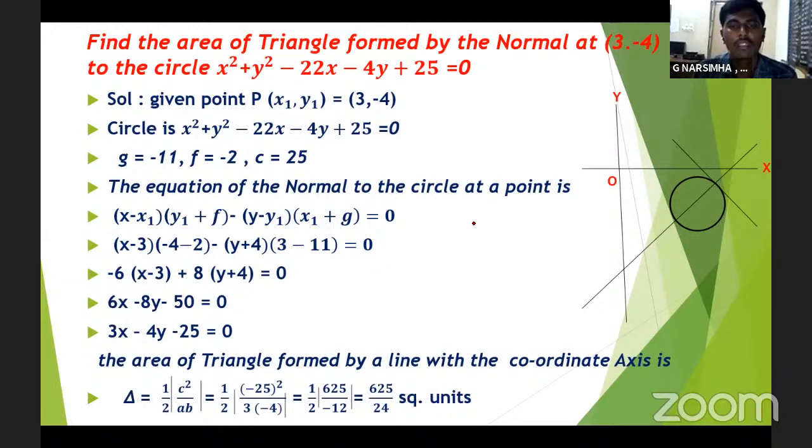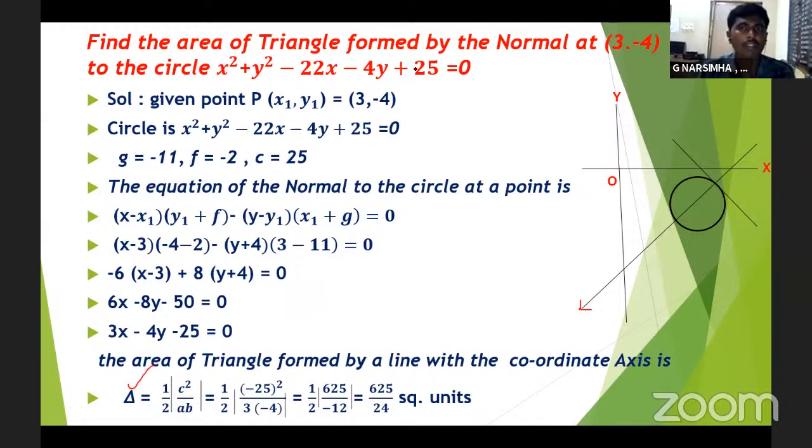Just once again, I am recalling orally. Here, we should find the area of the triangle. First, we have to find the equation of normal. From the equation of normal, we get the line equation, that is of the form ax plus by plus c equals 0. When the line is obtained, we can find the area of the triangle by using this formula, that is delta equals half into modulus of c square by ab.